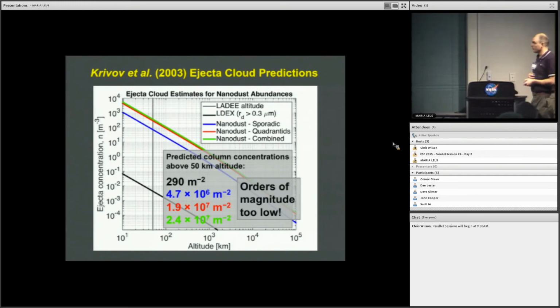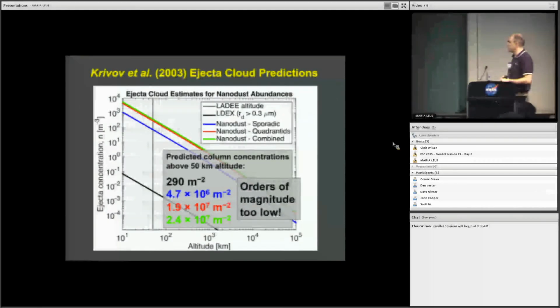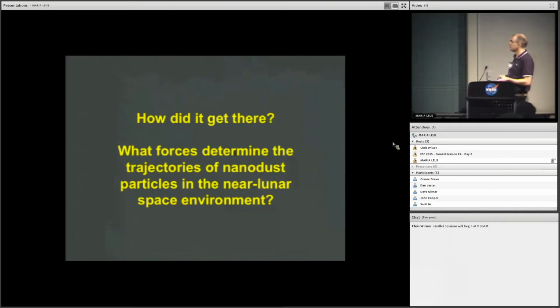The Krivov model assumes that the motion of all the dust grains is dominated by gravity. Maybe something else might be playing a role if ejecta is the source of this nanodust.